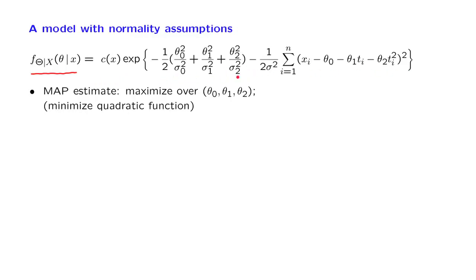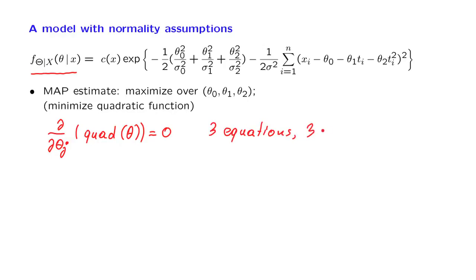Equivalently, we can look at the exponent, get rid of the minus signs, and minimize the quadratic function that we obtain here. How does one minimize a quadratic function? We take the derivatives with respect to each one of the parameters and set the derivative to 0. We will get this way 3 equations and 3 unknowns.